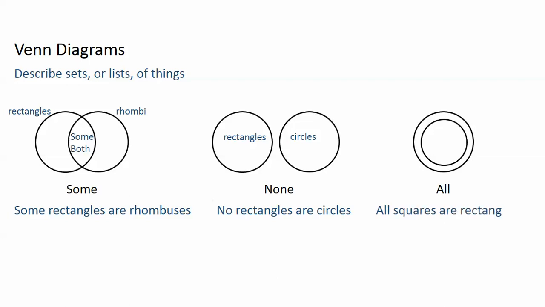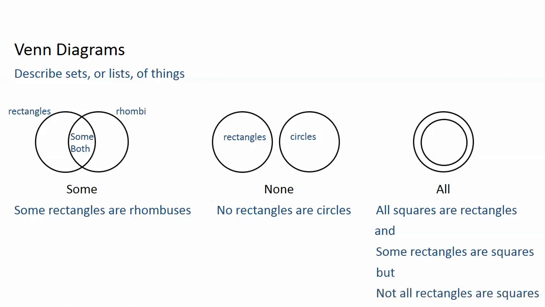All squares are rectangles, or some rectangles are squares, but not all rectangles are squares. If rectangles were the outside and squares were the inside, I can see that every single square is a rectangle, but there are some rectangles that are not squares. We'll see that in our next example as well.